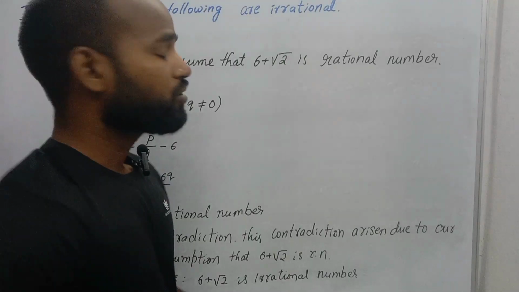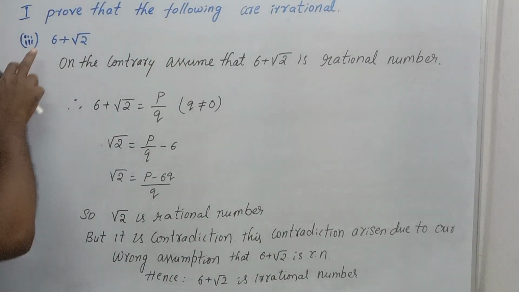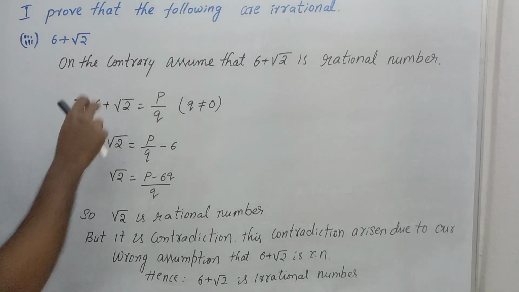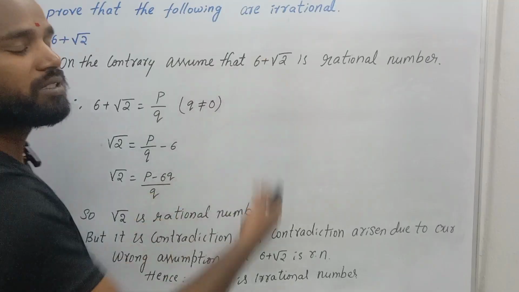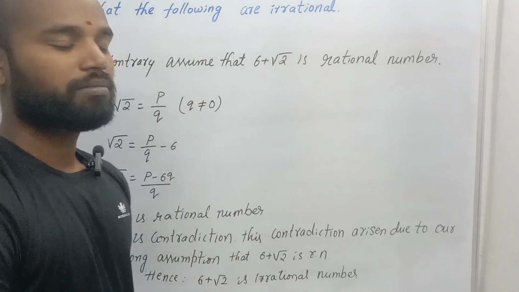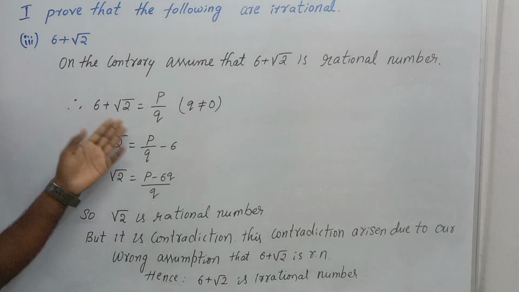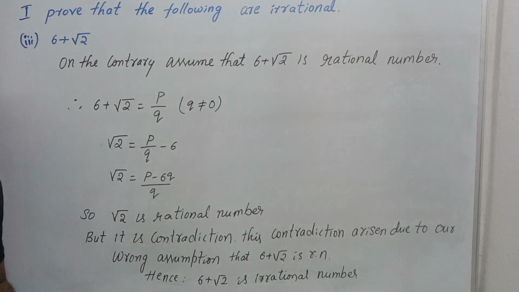Now see the third question. What is the third question? 6 plus root 2. So we know that 6 plus root 2 is an irrational number, but on the contrary, in opposition we will assume that 6 plus root 2 is a rational number. So if 6 plus root 2 is a rational number, then it is in the form of p by q, where q is not equal to 0. That is the rational number condition.